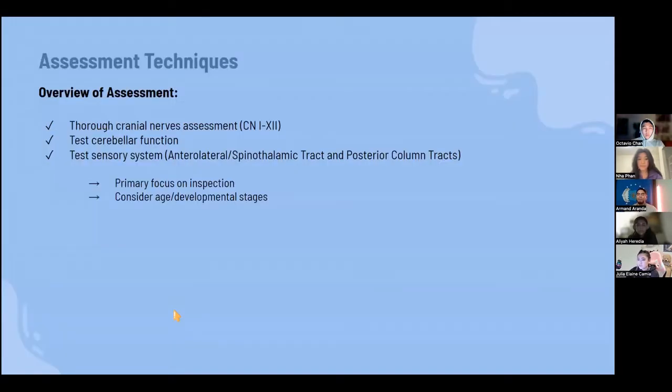So for the neurological, sensory, and cerebellar function assessment, the overall goal of this assessment is to thoroughly assess the cranial nerves, so that's cranial nerves 1 through 12. You want to test cerebellar function and test the overall sensory system, which includes the anterolateral and spinothalamic tract and the posterior column tracts. It's important to note that this assessment focuses primarily on inspection, and it's also important to consider age and developmental stages, as well as how alert and able your patient is to answer these questions.